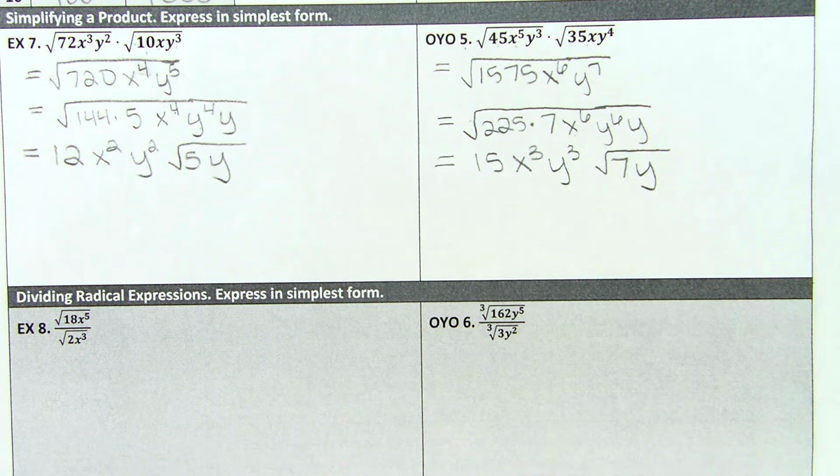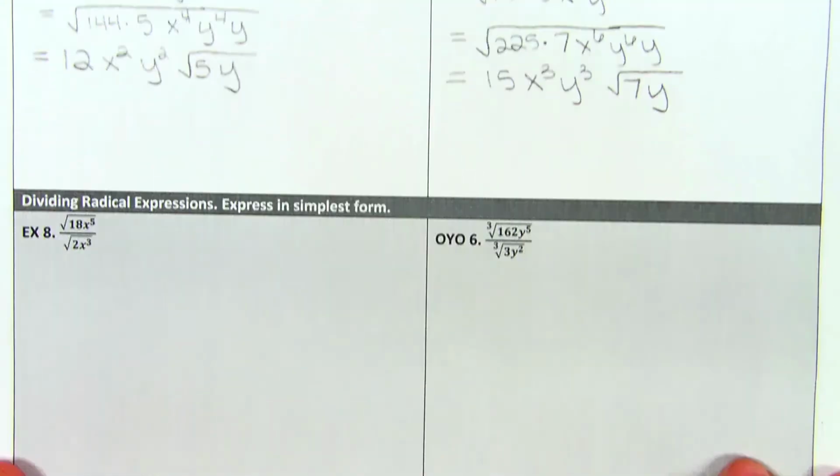Now I have one more thing I want us to go ahead and cover today, and it is dividing radical expressions and expressing them in simplest form. We're going to do the first part of division. We will work on the next part during another lesson. So let's look at example 8.